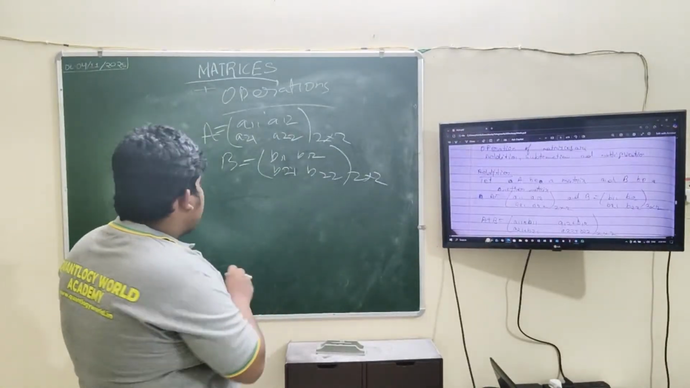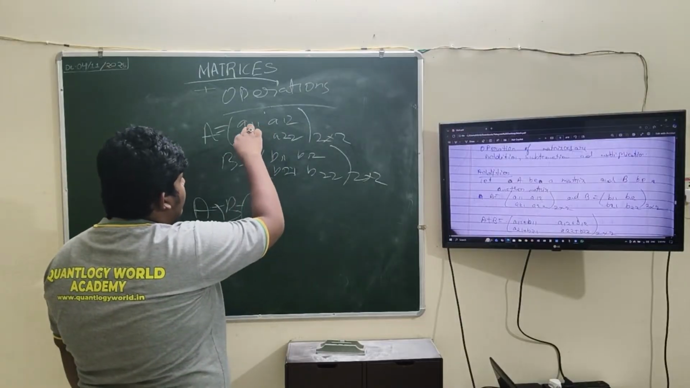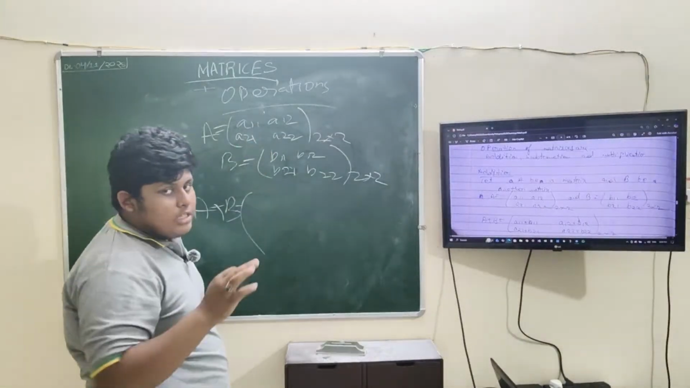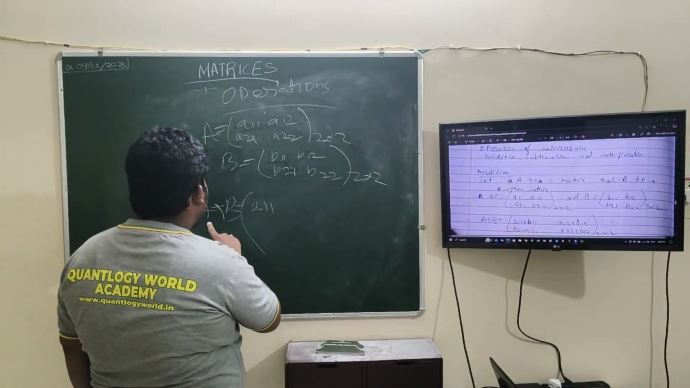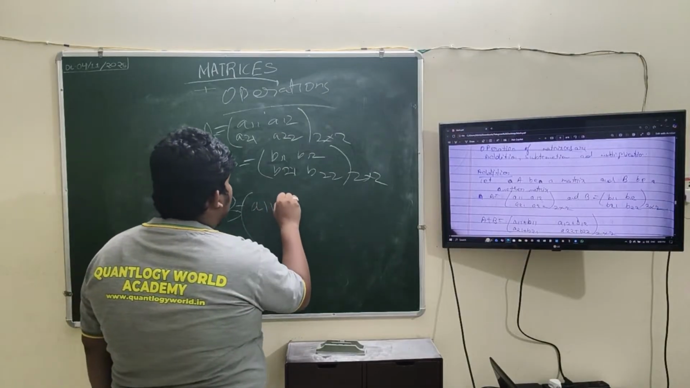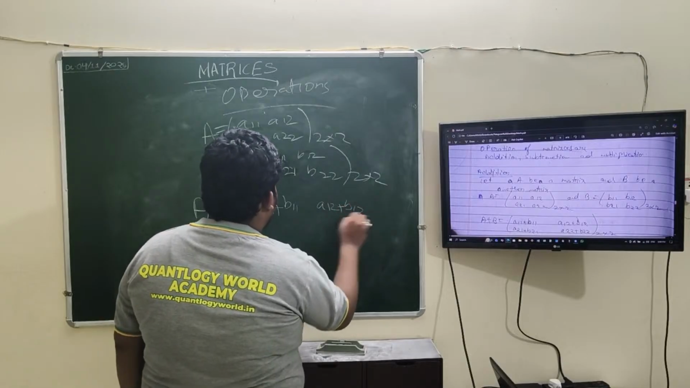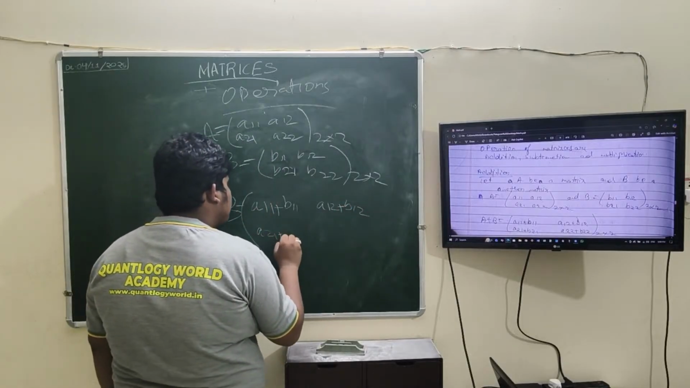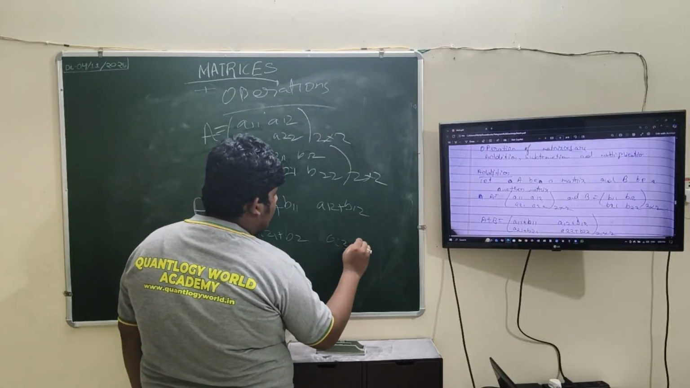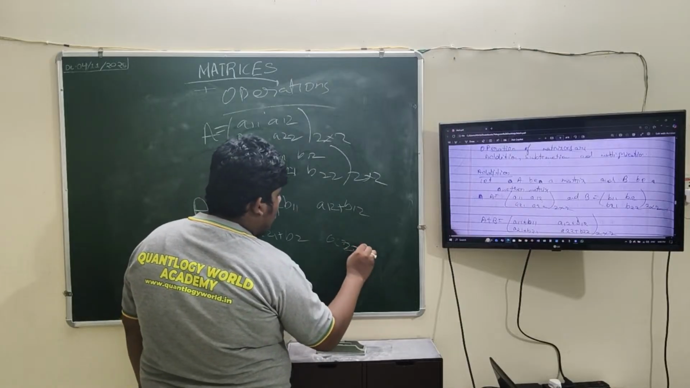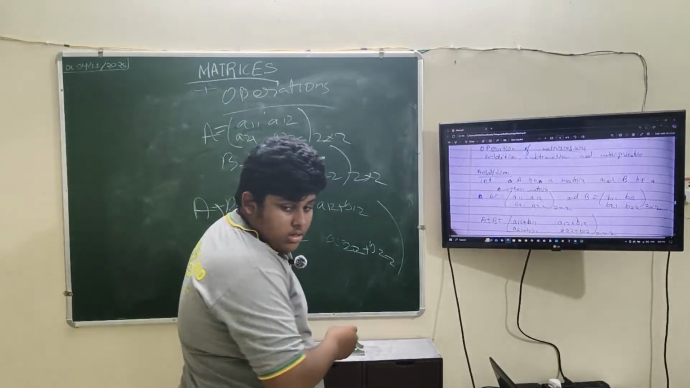So how can we write it? The addition means simply A plus B. A plus B means we'll add the first element of matrix A to the first element of matrix B. So the first element of A plus B is A11 plus B11. The second element is A12 plus B12. Third element A21 plus B21. Fourth element is A22 plus B22. The order is the same, a 2 cross 2 matrix.